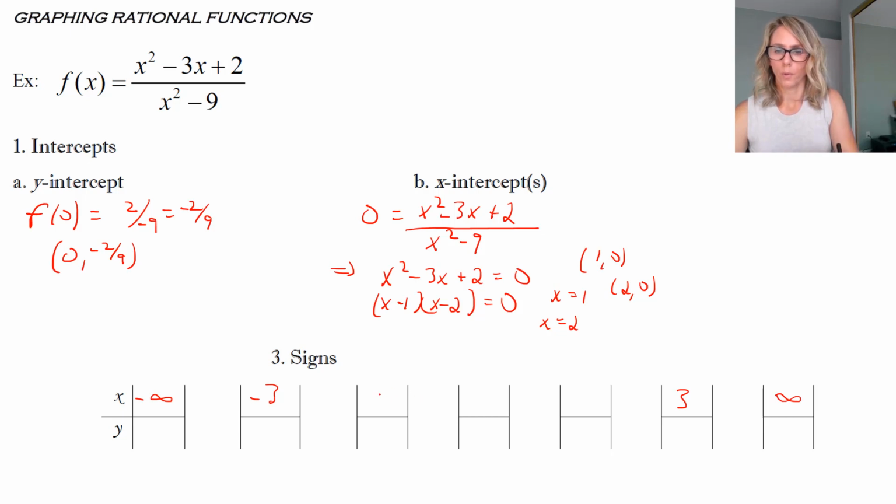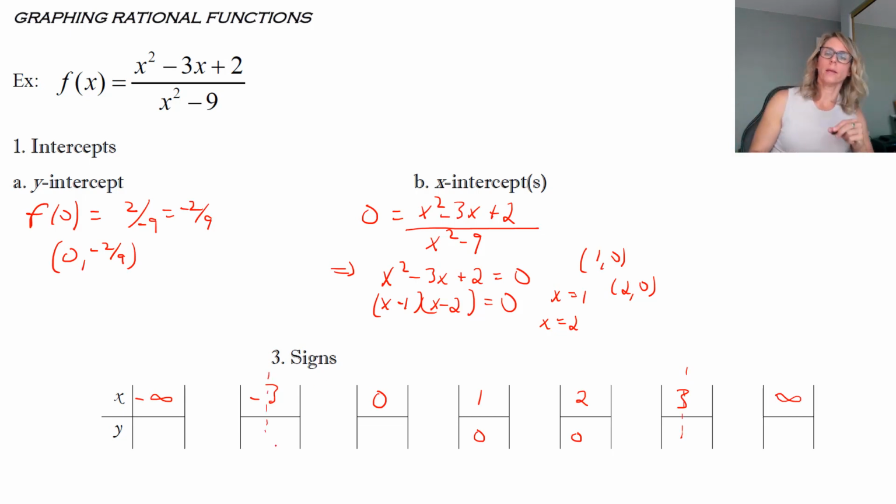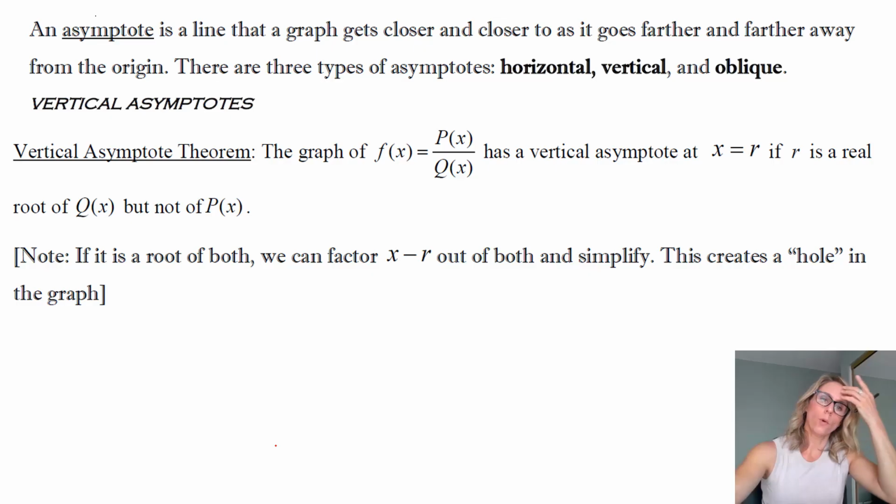And I'll put my y-intercept. That's technically not necessary, but it will allow us to put the point on. When I put 3 or negative 3, I'm going to put this line here. And that's going to tell me, hey, this is not a point. This is just a place on the graph of my rational function that is going to be an issue. Let me come over here really quick and talk a little bit about asymptotes.